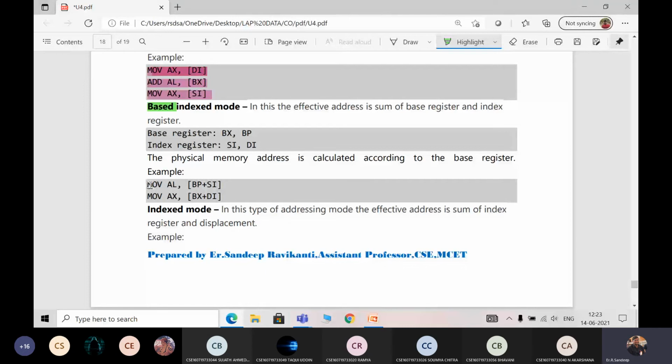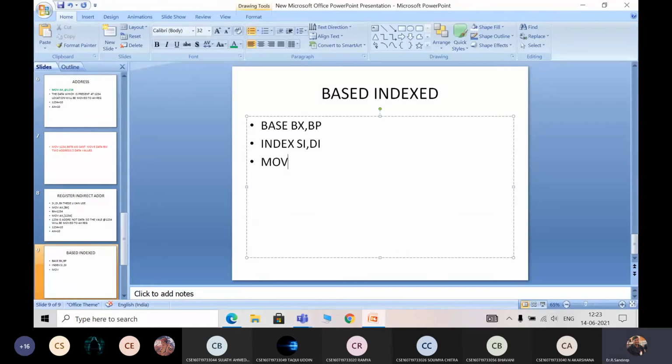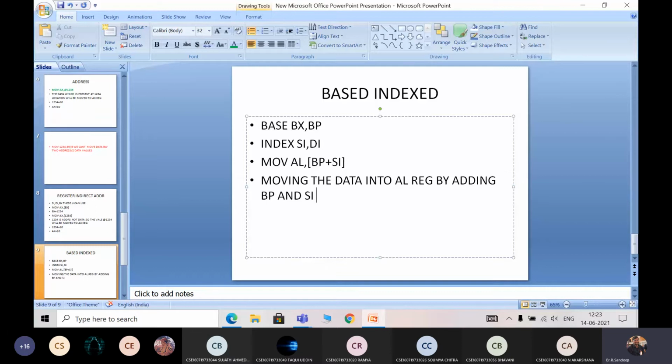So, MOV AL comma [BP plus SI]. What is the meaning of this one? Move AL comma, within the brackets, BP plus SI. In simple terms, we are moving the data into the AL register by adding the BP and SI values.